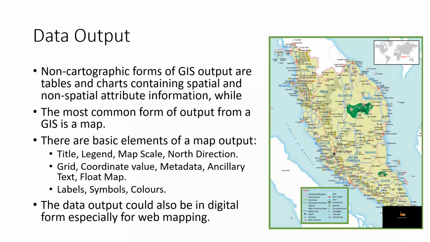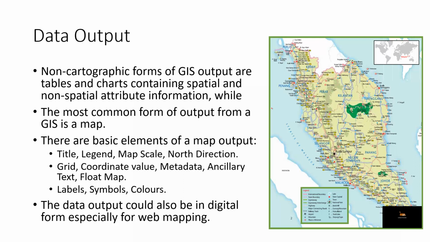Non-cartographic forms of GIS output are tables and charts containing spatial and non-spatial attribute information. Okay, just like any other statistical data, while the most common form of output from a GIS is a map. So there are basic elements of a map output: title, legend, map scale, north directions.